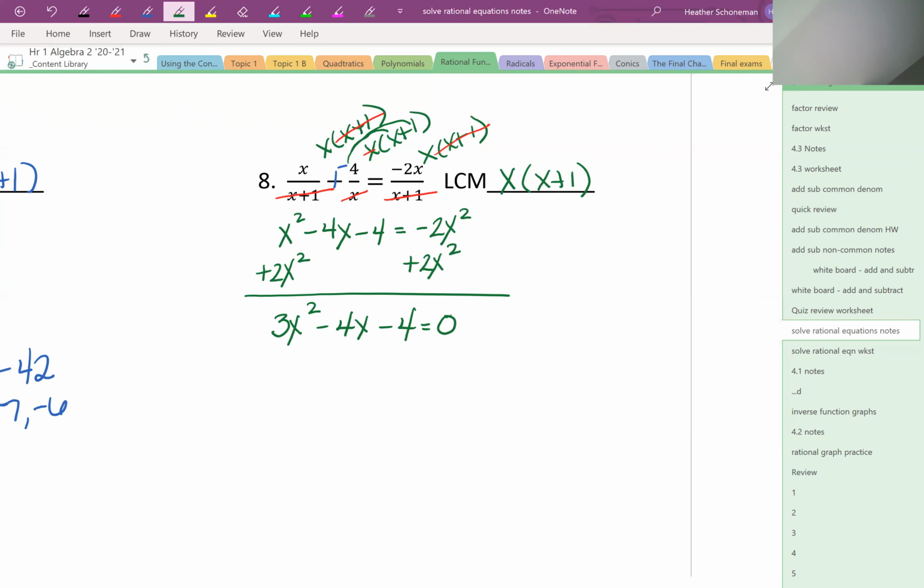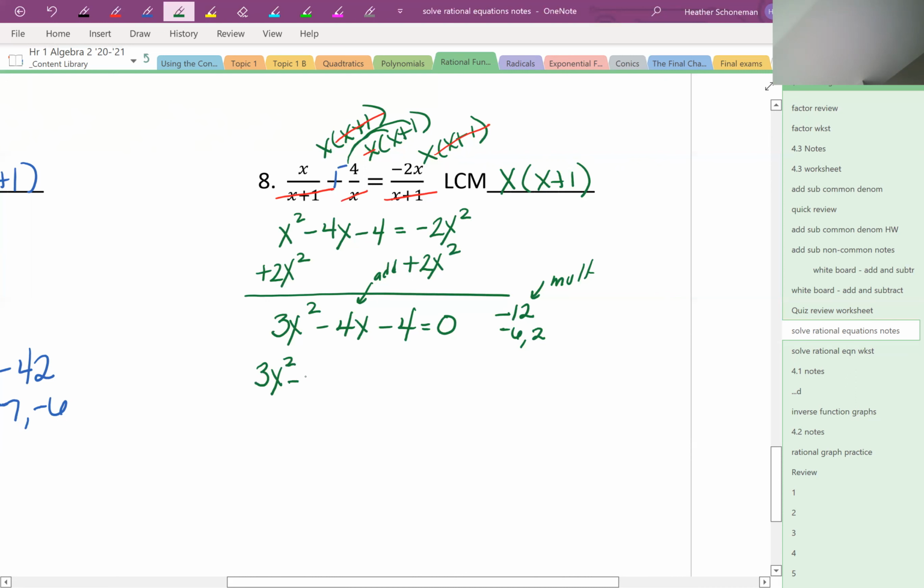There's no greatest common factor. It's a trinomial. The leading coefficient is not 1, so I'm going to split the middle term. 3 times negative 4 is negative 12. Now I need two numbers that multiply to negative 12 and add to negative 4, which would be negative 6 and 2. So I'm going to rewrite it as 3x squared minus 6x plus 2x minus 4 equals 0.